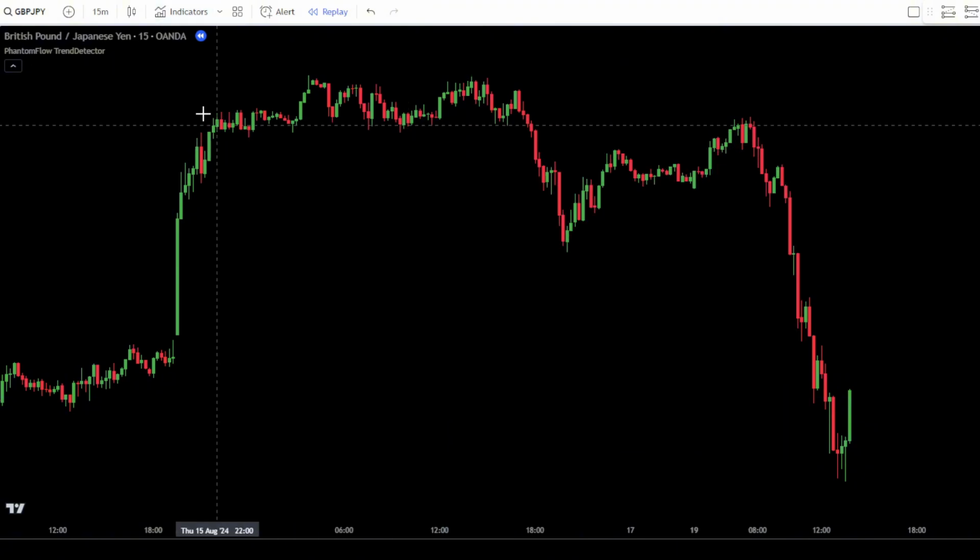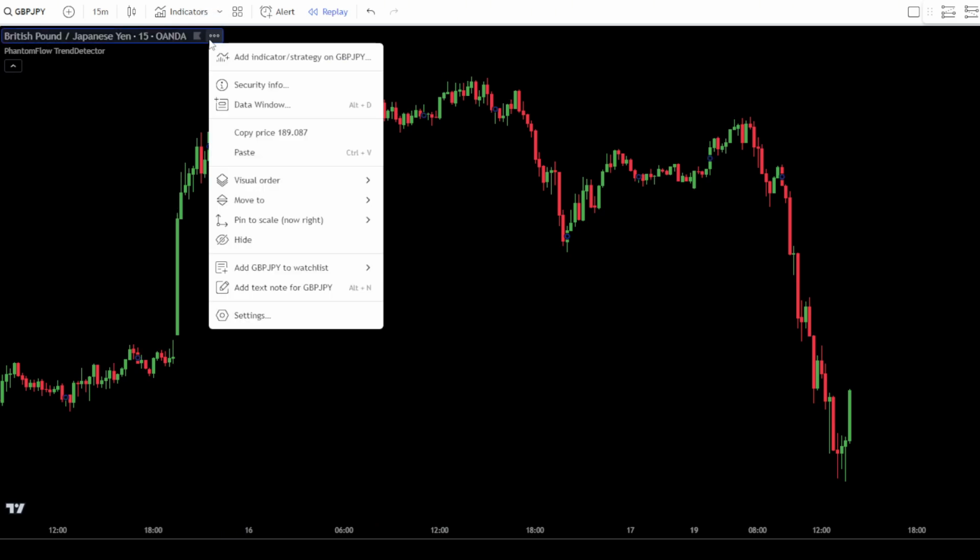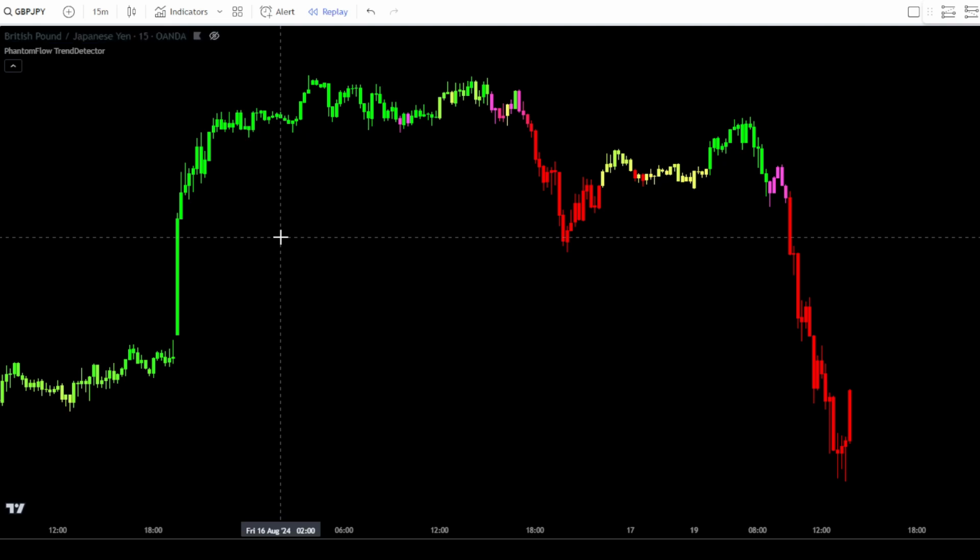Go to the top right corner and click the three dots next to the pair's name. After that, choose Hide to disable the main candlestick. Now, you should be able to see the Trend Detector indicator clearly. Don't worry, the candlesticks shown by this indicator are the same as the main candlesticks.